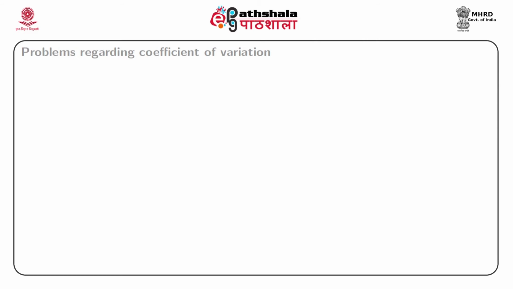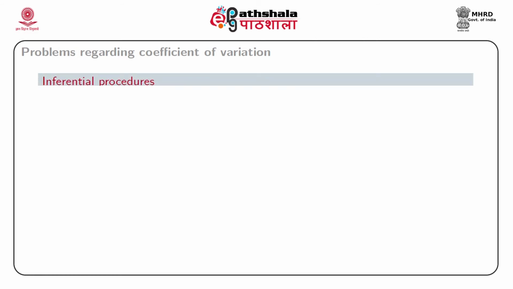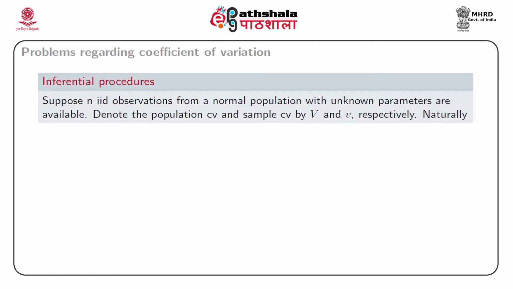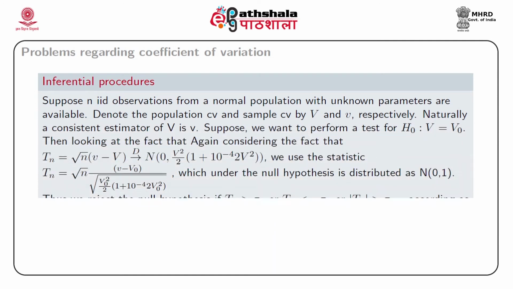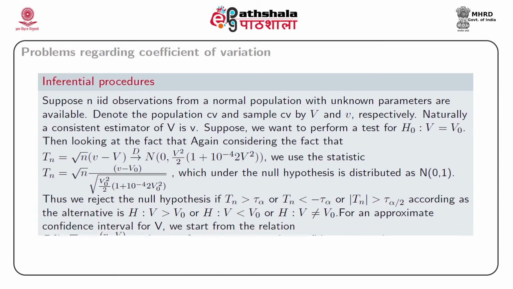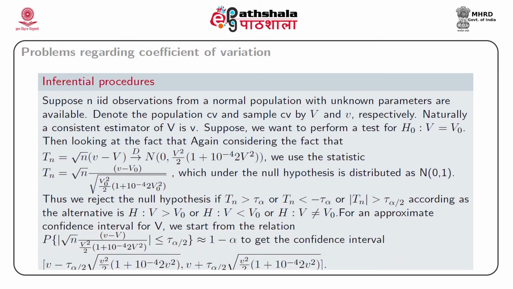Next, suppose we are interested in finding some inferential procedure for the population coefficient of variation. So, as earlier, suppose n observations from a normal population with unknown parameters are available. Denote the population coefficient of variation and sample coefficient of variation by capital V and small v respectively. Naturally, a consistent estimator of capital V is small v.